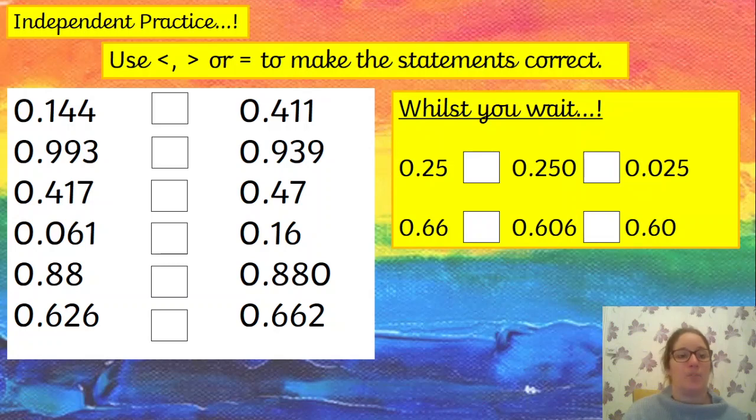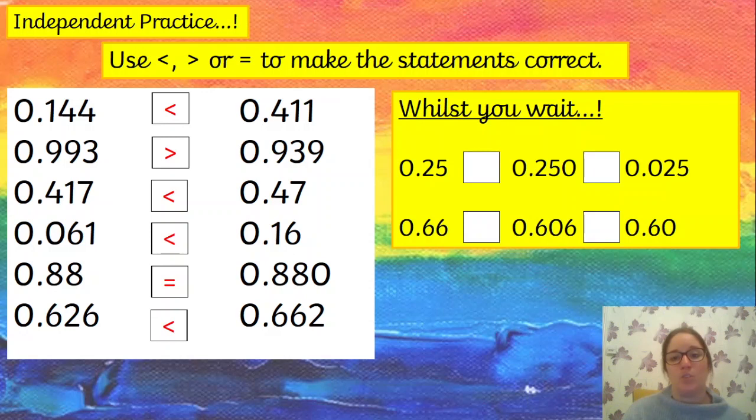Okay, so the answers then. So we've got 0.144 is less than 0.411. 0.993 is greater than 0.939. 0.417 is less than 0.47 because 0.47 is the same as 0.470. 0.061 is less than 0.16. 0.88 is equal to 0.880 because the first one, 0.88, is the same as 0.880. We've got 0.626 is less than 0.662.